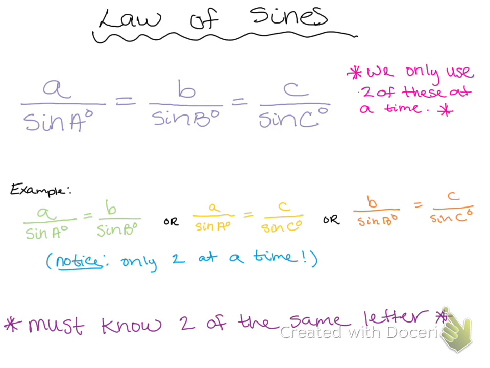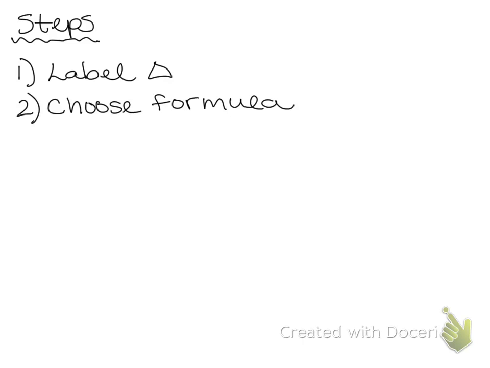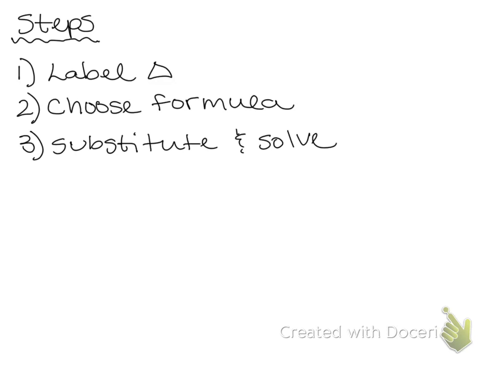Okay, in order to determine which two of the fractions we're going to use, we look to see which ones do we know two of the same letters. We know both A's, both B's, both C's, what have you. That's how we determine which two fractions we're going to use. Here are our steps. We're going to label our triangle, label our sides A, B, C. We're going to choose our two fractions, and then we're going to substitute and solve.